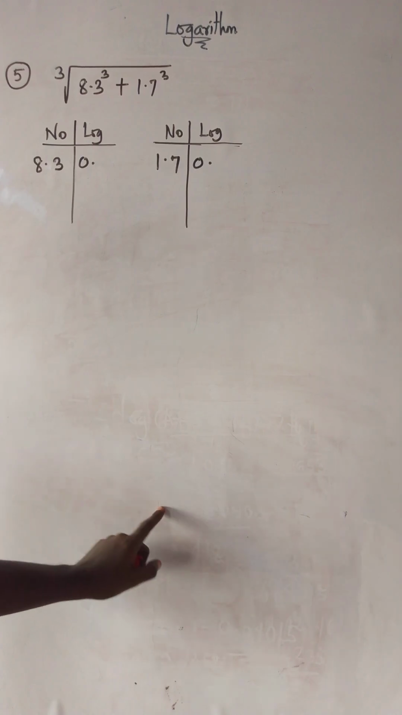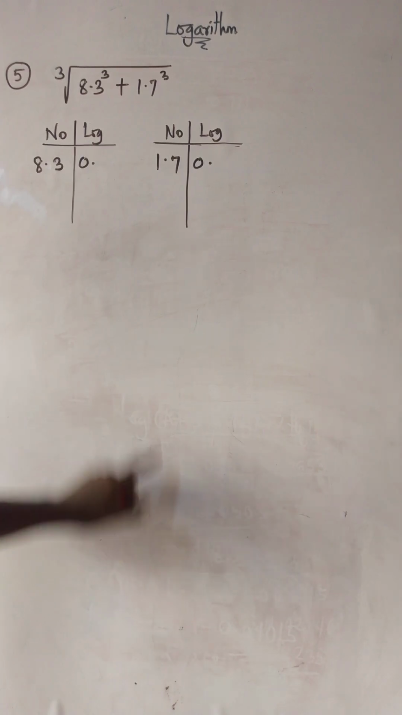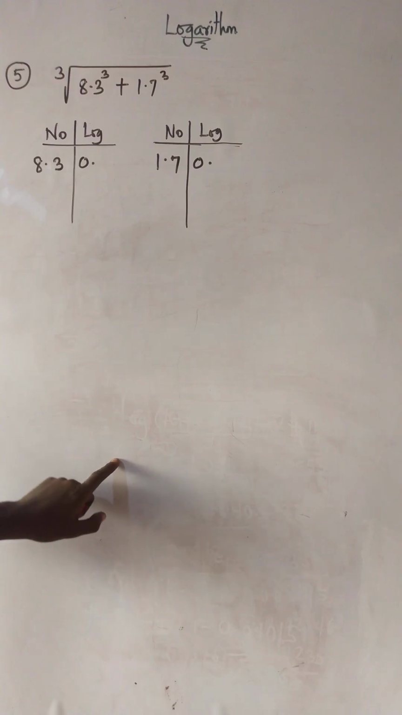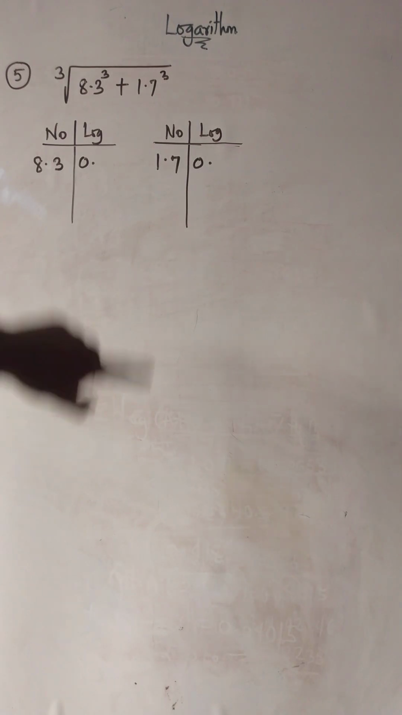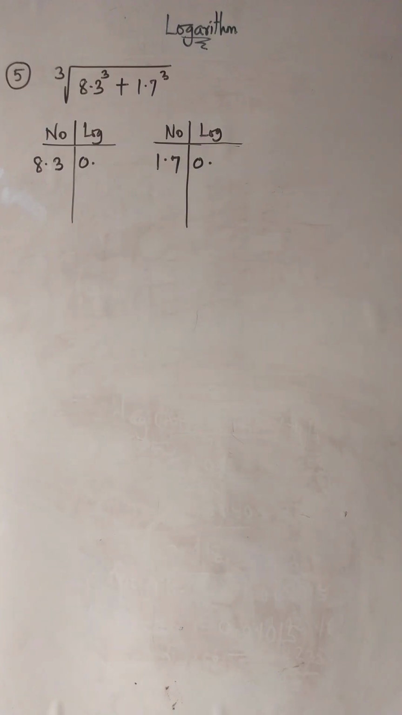We add both. After adding both, we will now what? We return back to the answer we get a log form. Then after that, we divide by 3. Then the answer will do the antilog. That's the end. Do it yourself and let me know the answer.